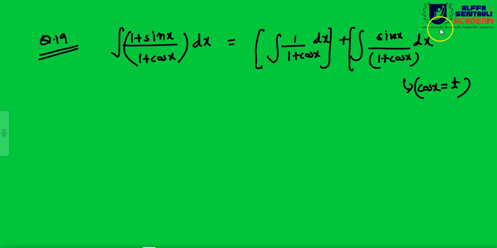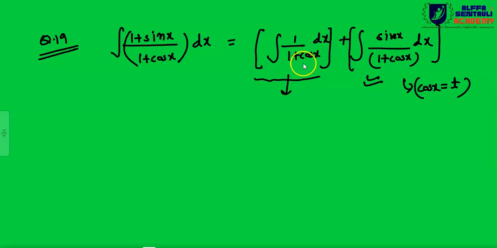See, you will solve this integration separately by substituting cos x as t, right? And you have to solve this integration separately. Then at the end you have to club both the answers in terms of x, right? So this is a separate integration, and this is a separate integration. This integration is easy to solve by substituting cos x as t. Now this one looks different, difficult to solve.